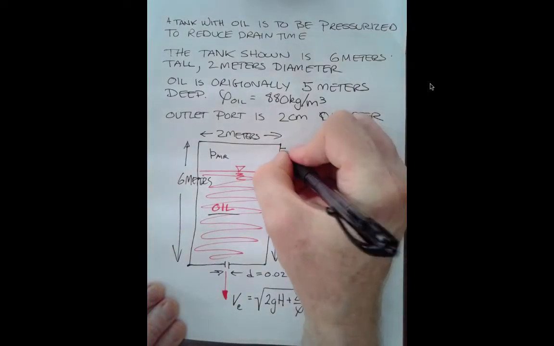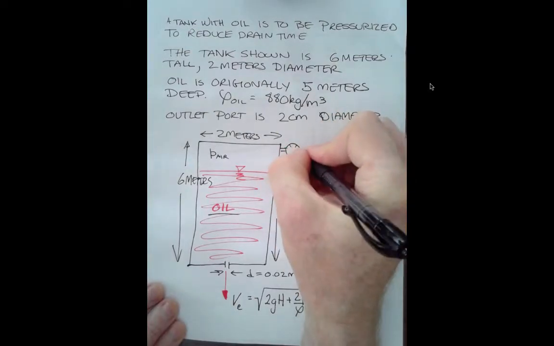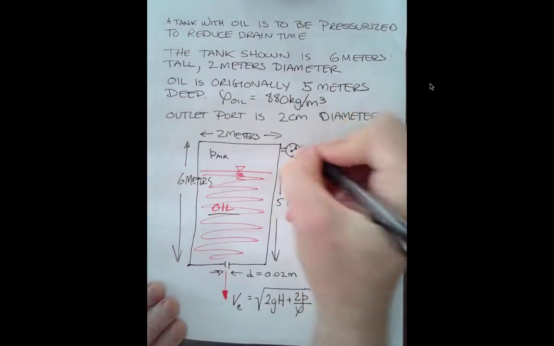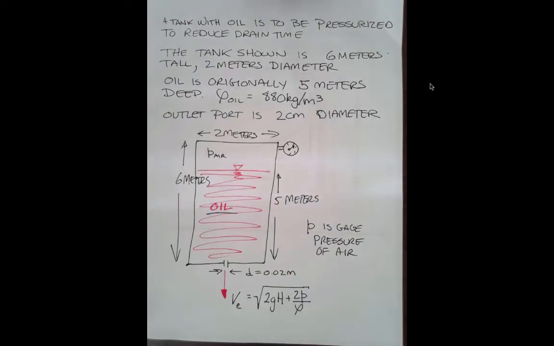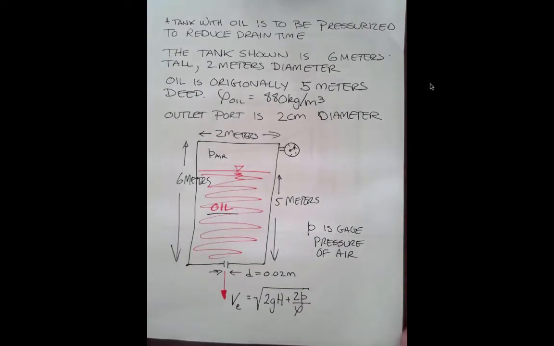So here, let me put a little pressure meter on here. There, gauge pressure. We'll assume that the temperature in the tank remains constant. So delta temp, therefore isothermal.